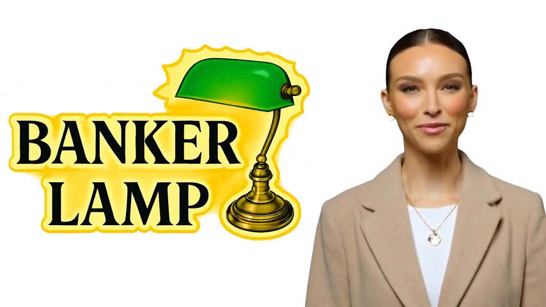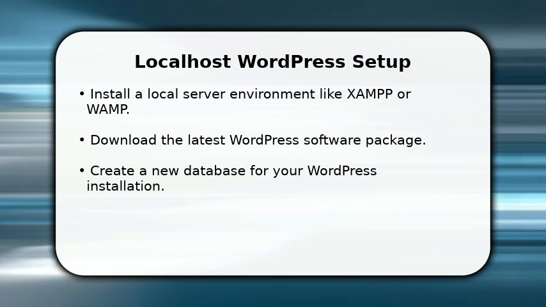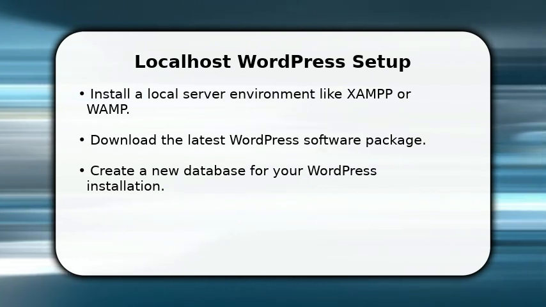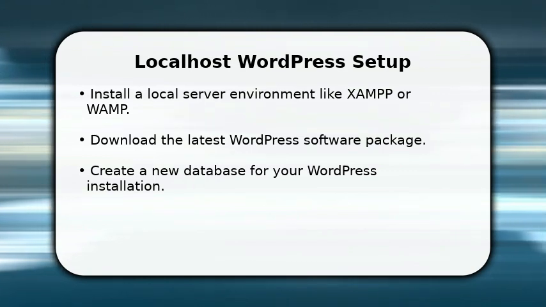Please enjoy the video. In this video, I will explain how to work WordPress in Localhost. First, you will need to install a local server environment such as XAMPP or WAMP on your computer. Next, download the latest version of WordPress from its official website. Finally, create a new database for your WordPress installation using your local server's database management tool, like phpMyAdmin.